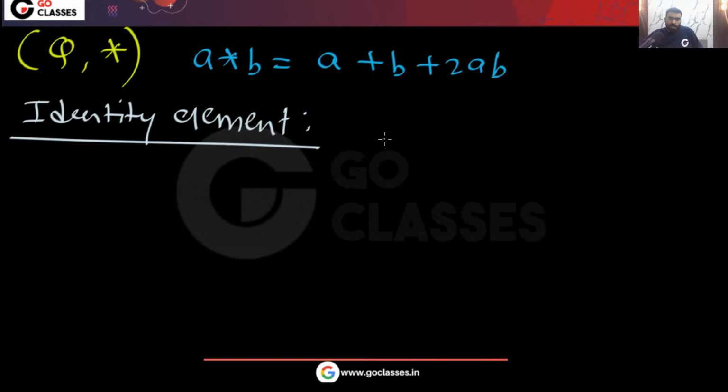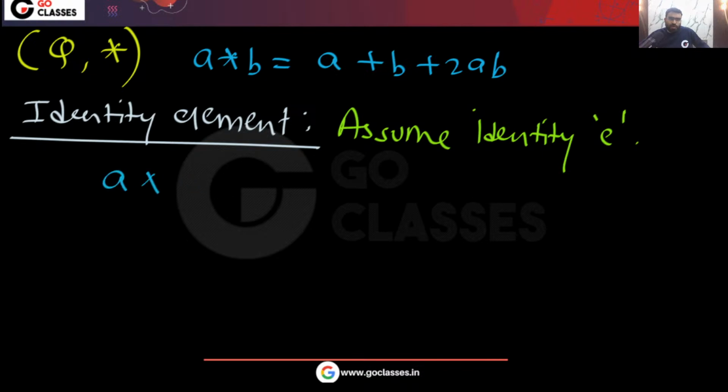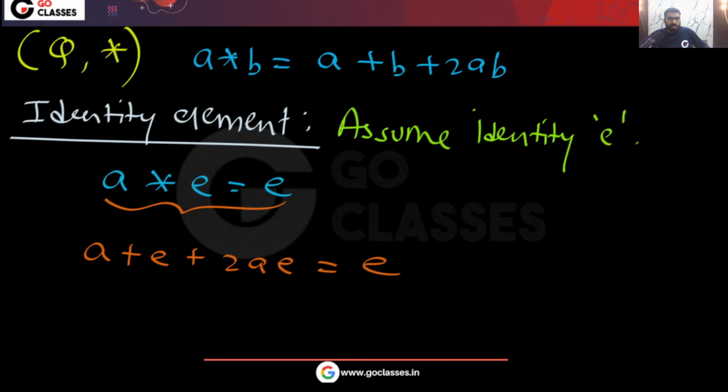Now let's apply. We need to find the identity element, so I am just assuming that the identity element is E. If E is the identity element, then A star E should be equal to A. So A star E, that is A plus E plus 2AE, should be equal to A.